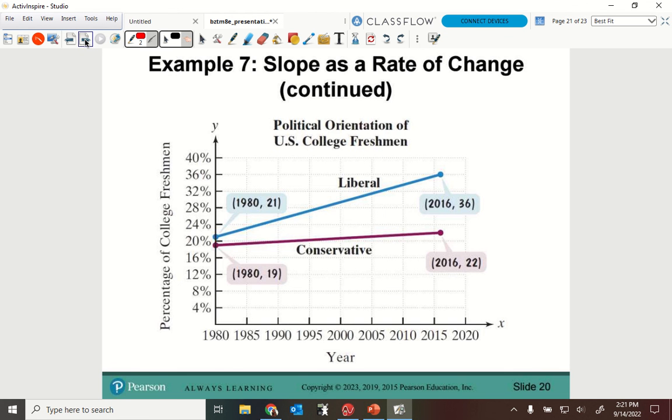So let's take a look. It's going to look like this. The formula is delta y over delta x. This is the same thing that we did with that other formula, y2 minus y1 over x2 minus x1. So it's the change in y's divided by the change in x's, right?